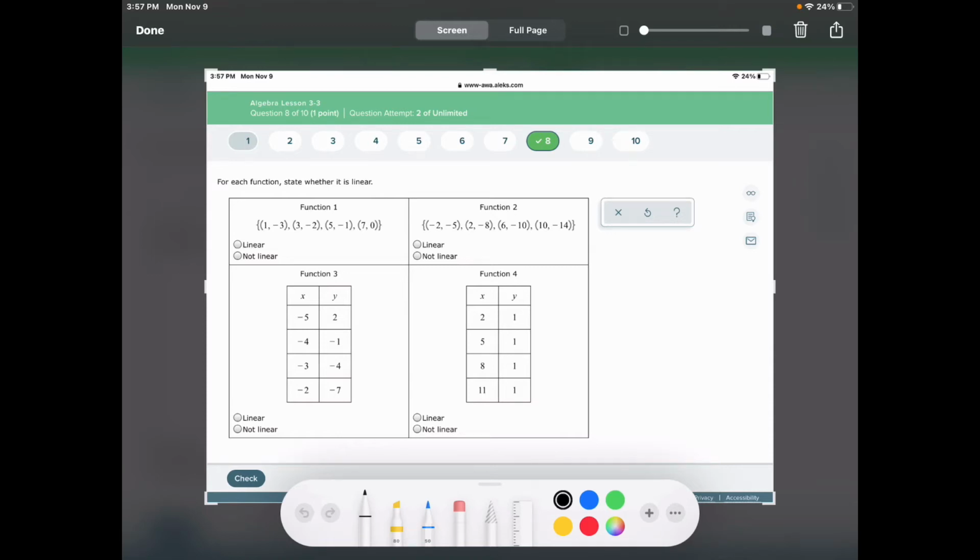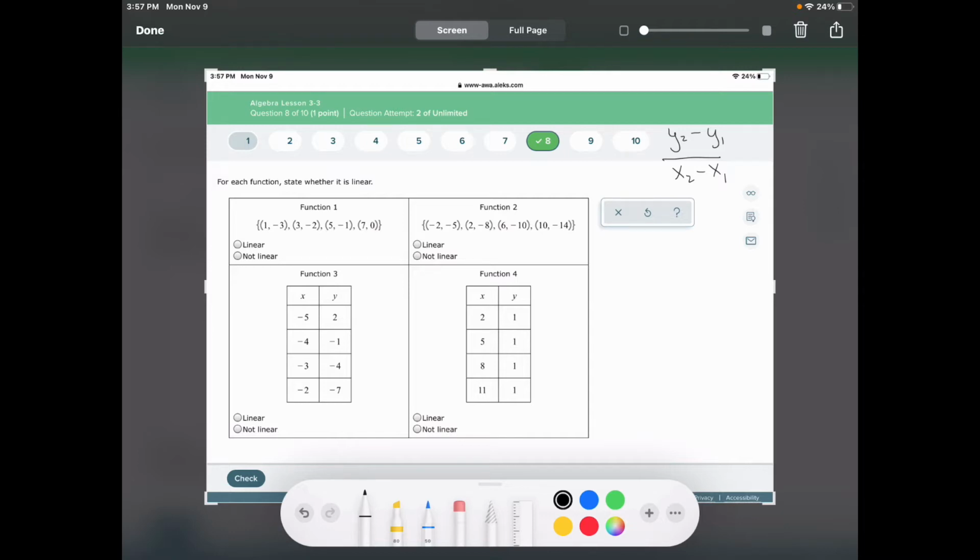So this is number 8 on lesson 3.3. This is a little bit of a tedious one because you have to calculate slope a lot. So we're going to use this formula: y2 minus y1 over x2 minus x1. And the definition of a line is that it has to have a steady, consistent slope all the way up and down the line. Otherwise, it wouldn't be a line. It would be a curve or a jagged line or something.